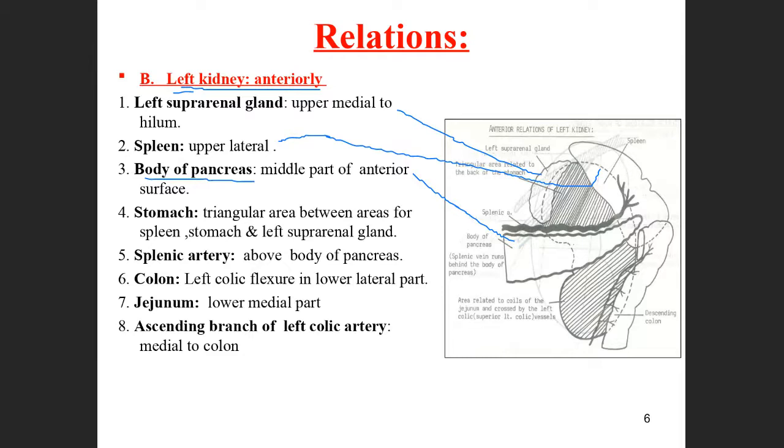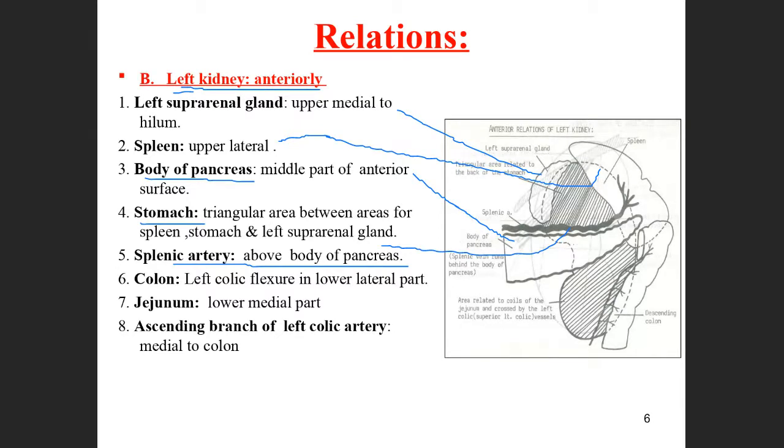And you can just mention the stomach. So just write stomach, that's enough. And then the splenic artery. So where is the splenic artery? The splenic artery is above the body of the pancreas. So here you will write the body of the pancreas is related. Next, above the body of the pancreas, what will you find? You will find the splenic artery.